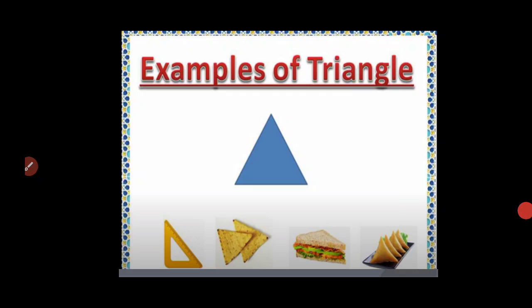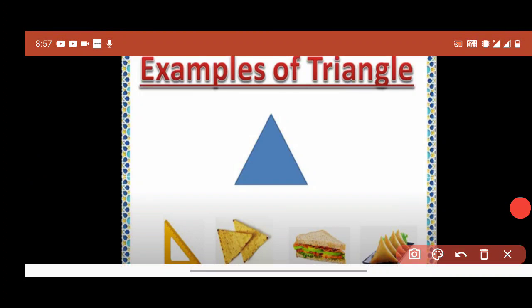A sandwich, a samosa, and this is a geometrical instrument. So these are some examples of a triangle.